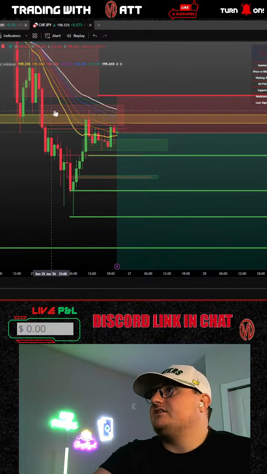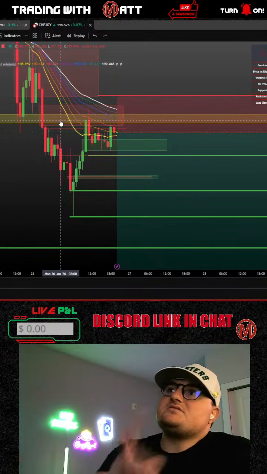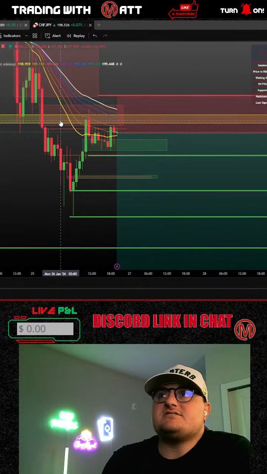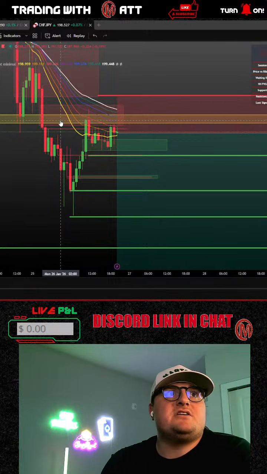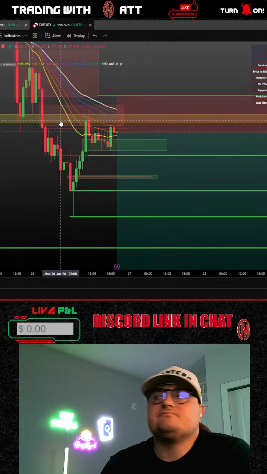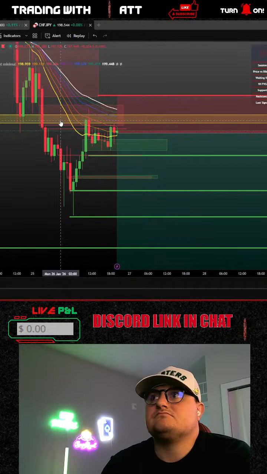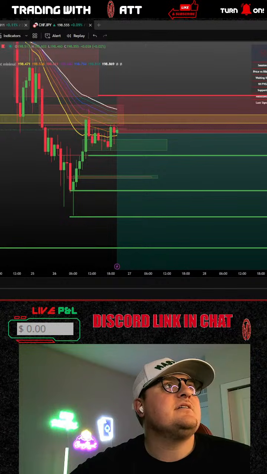Look at that fair value gap right there. That held up strong. This is almost the same USD CAD trade that we had. Do you guys remember the USD CAD trade last week that we made a bunch of money on? This is almost that exact same thing.